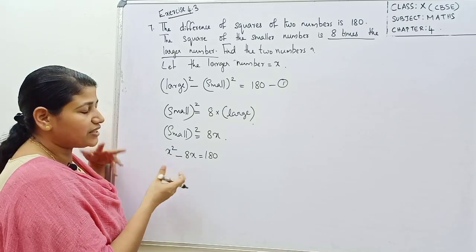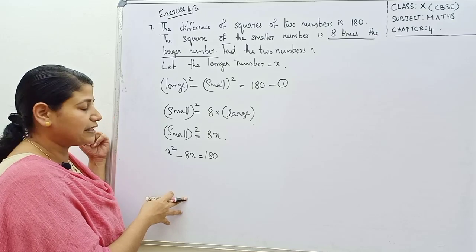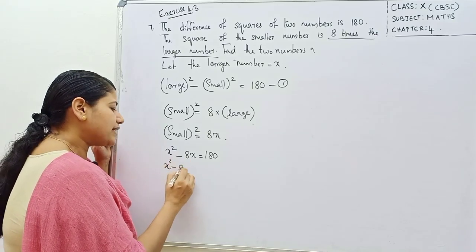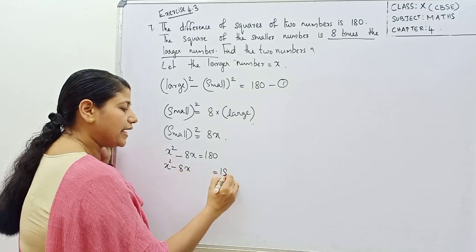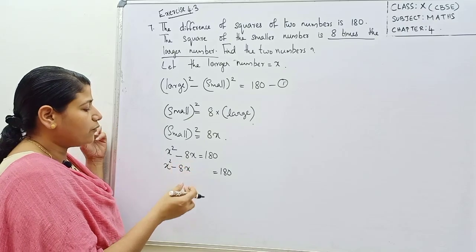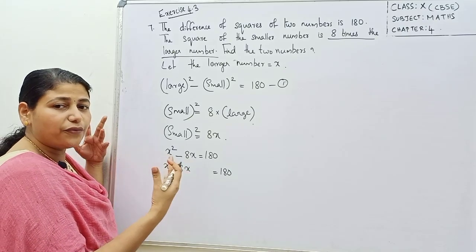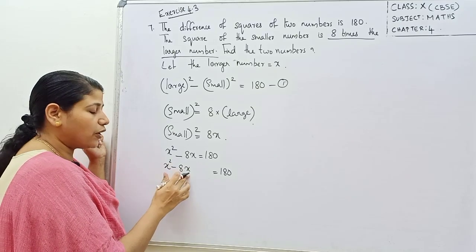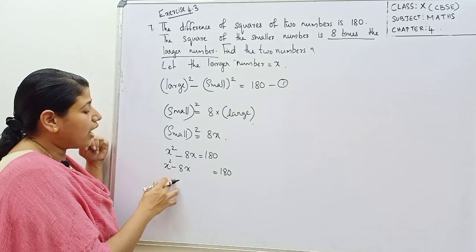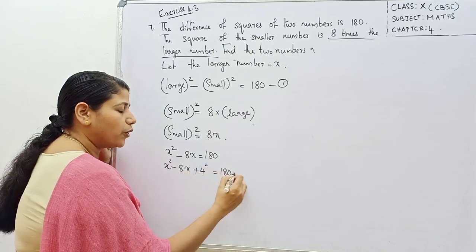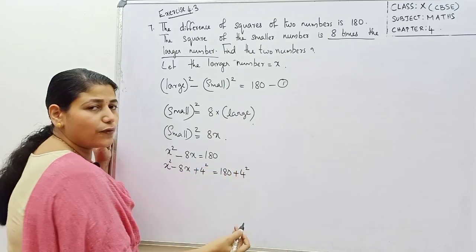If you are not interested, you can use the quadratic formula or splitting the middle term. So I am writing x square minus 8x, here 180 is there. We know that to complete the square, we have to take half of the coefficient of x. Here the coefficient of x is 8. Half of 8 is 4, and the square is 4 square. On both sides, we have to add this 4 square.